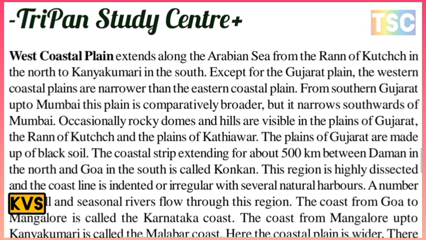This coastal strip extending about 500 kilometers between Daman in the north and Goa in the south is called Konkan. This is important. This region is highly dissected and the coastline is indented regularly with several natural harbours. A number of small and seasonal rivers flow through this region.